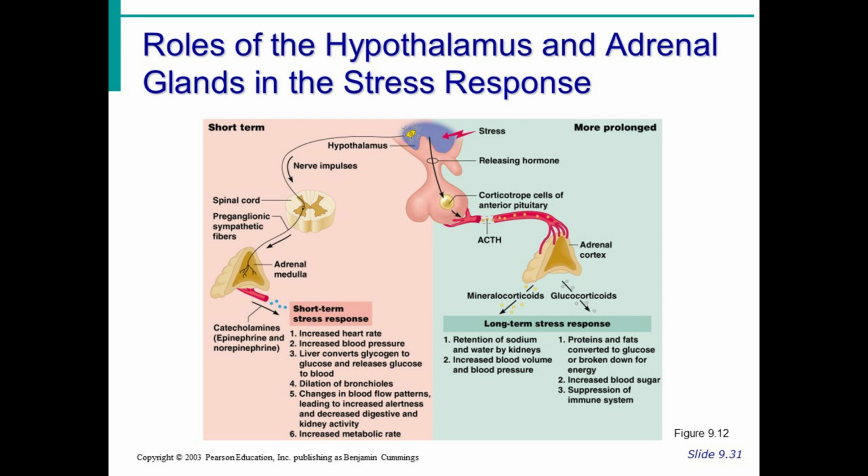So in short-term stress, you have an increase in heart rate, an increase in blood pressure, then your liver converts glycogen to glucose and releases glucose to the blood. Dilation of the bronchioles, changes in blood flow patterns leading to increased alertness and decreased digestive and kidney activity. It increases also your metabolic rate. That's why when you are stressed, sometimes you crave for food because your metabolic activity is increased.